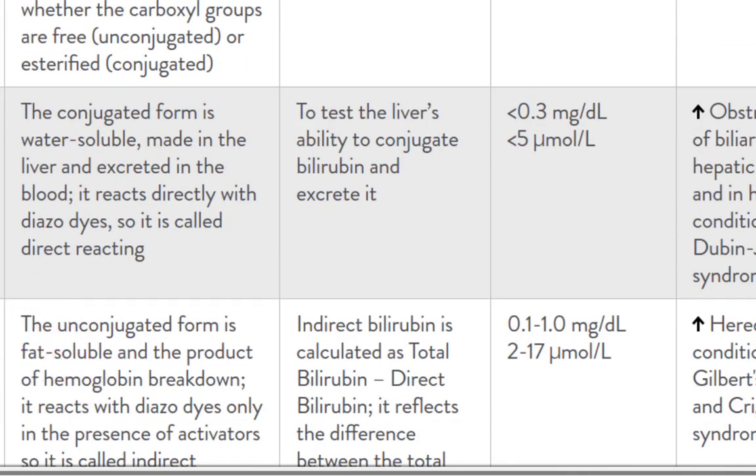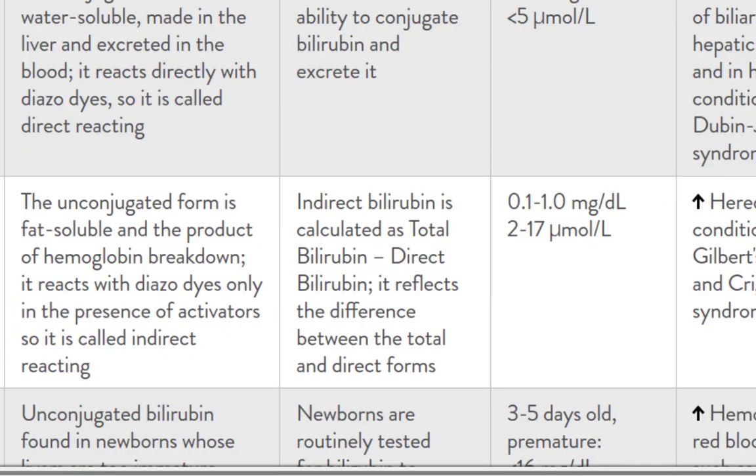Direct bilirubin, conjugated bilirubin. The conjugated form is water soluble, made in the liver and excreted into the blood. It reacts directly with diazo reagent, so it's called direct reacting. We measure it to test the liver's ability to conjugate bilirubin and excrete it. The measurement is less than 0.3 milligram per deciliter. It increases with obstruction of the biliary or hepatic duct, or in hereditary conditions like Dubin-Johnson syndrome.